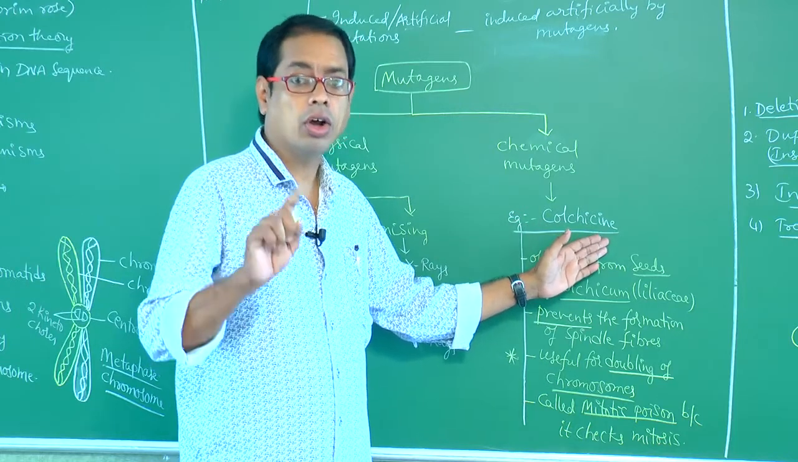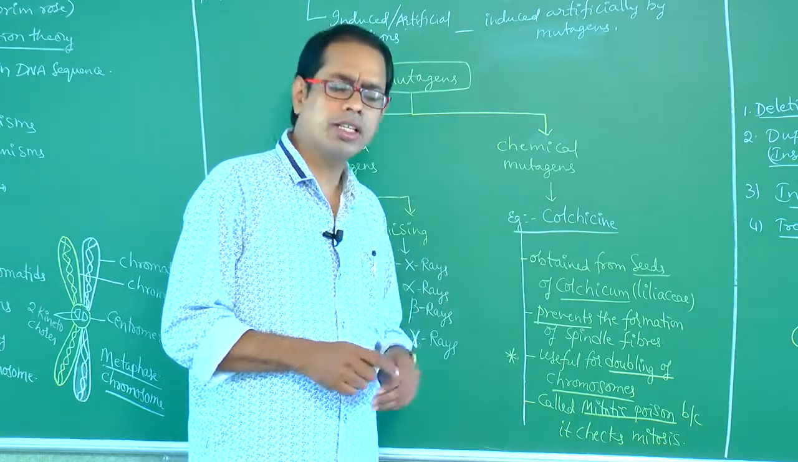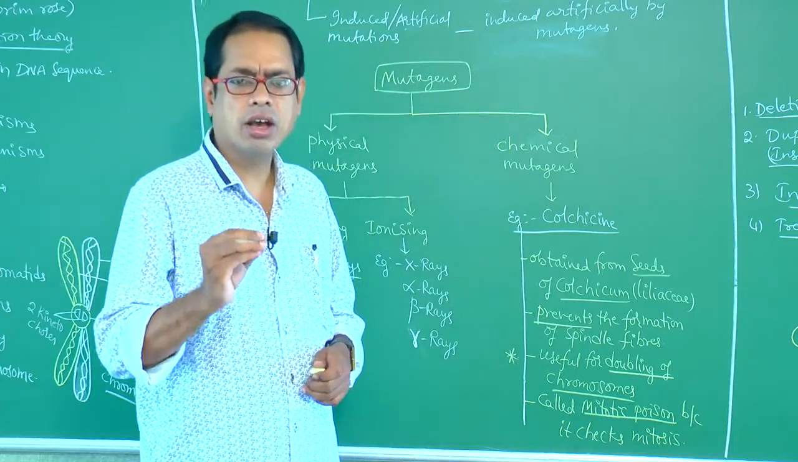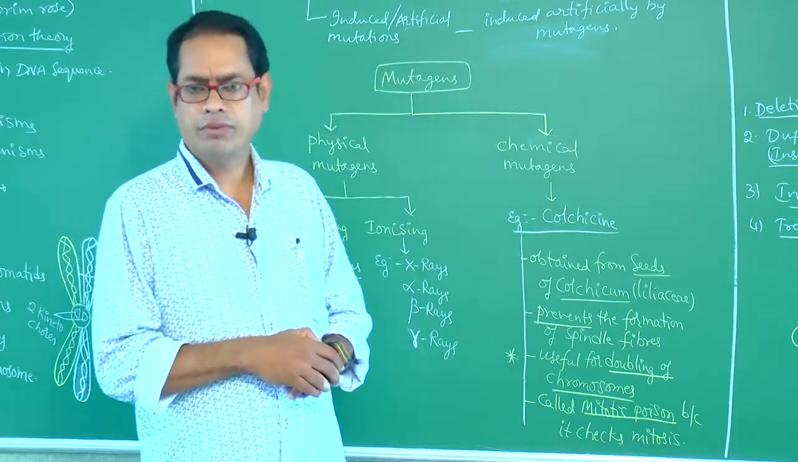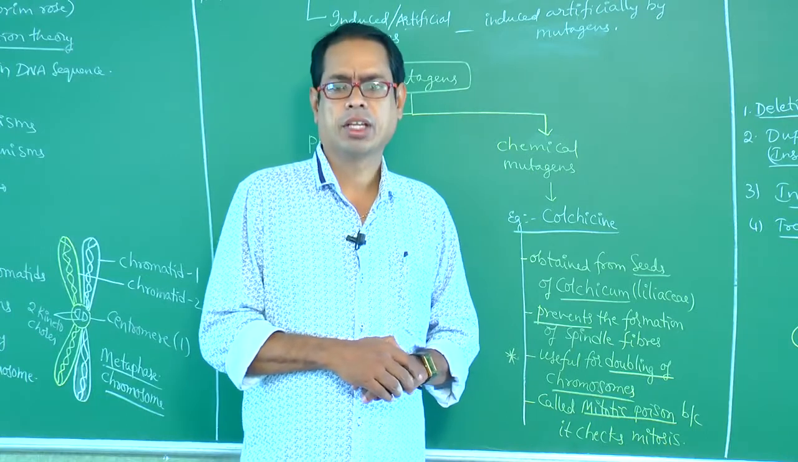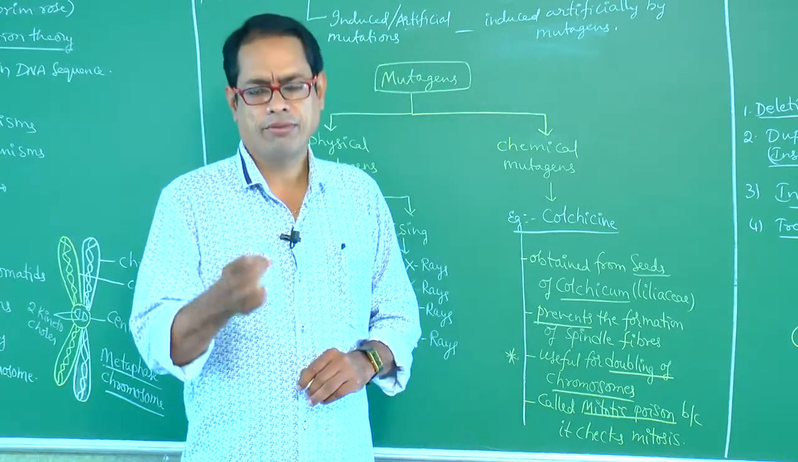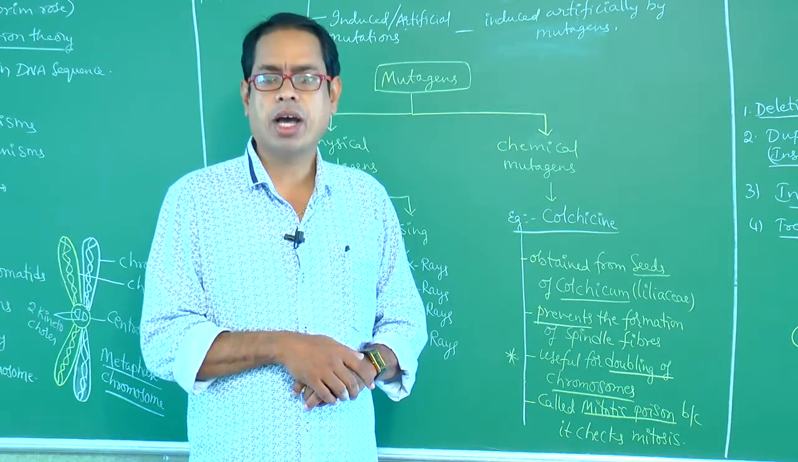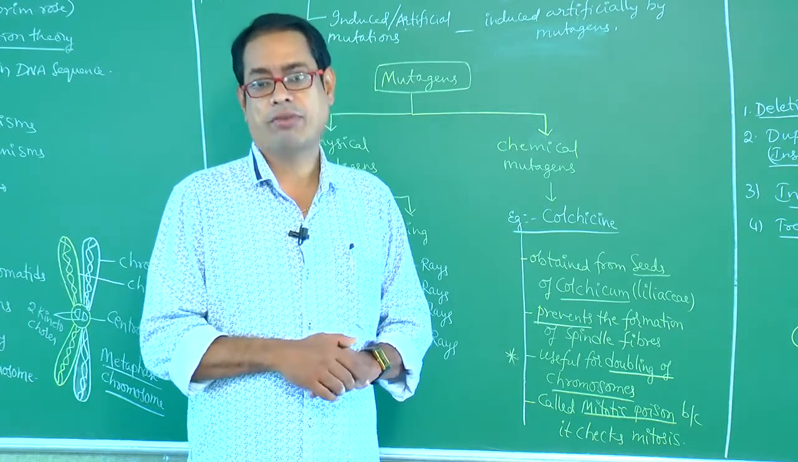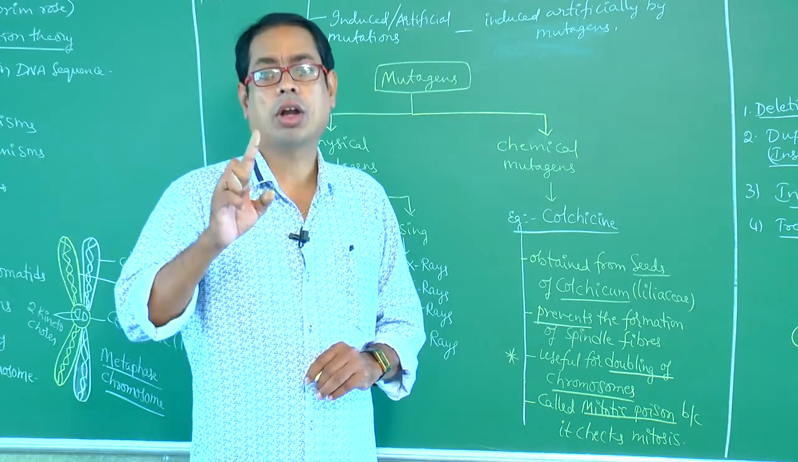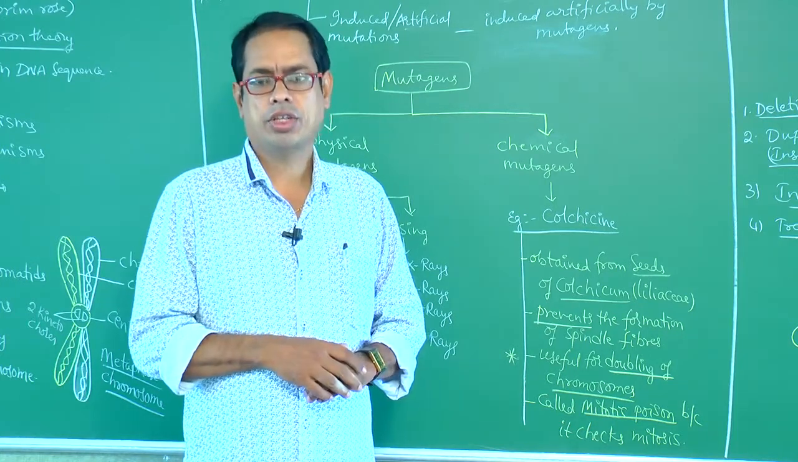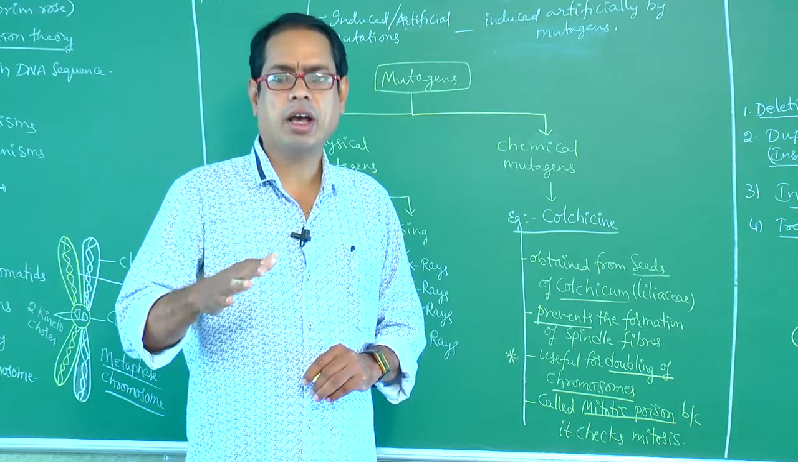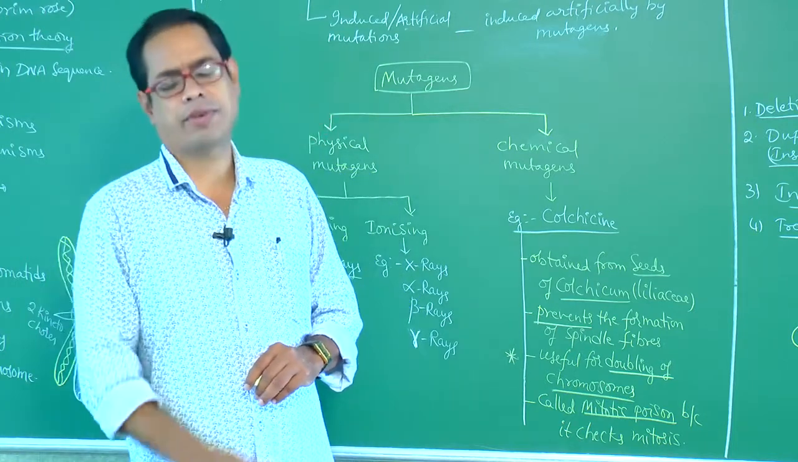What is that? Colchicine. This alkaloid is obtained from seeds of Colchicum autumnale, which belongs to the Liliaceae family. From which part is this alkaloid obtained? The seed. From which plant? Colchicum autumnale. This is useful to prevent the formation of spindle fibers.